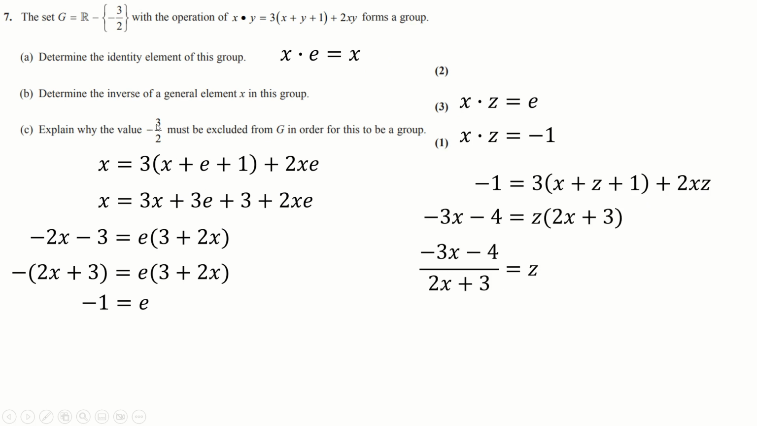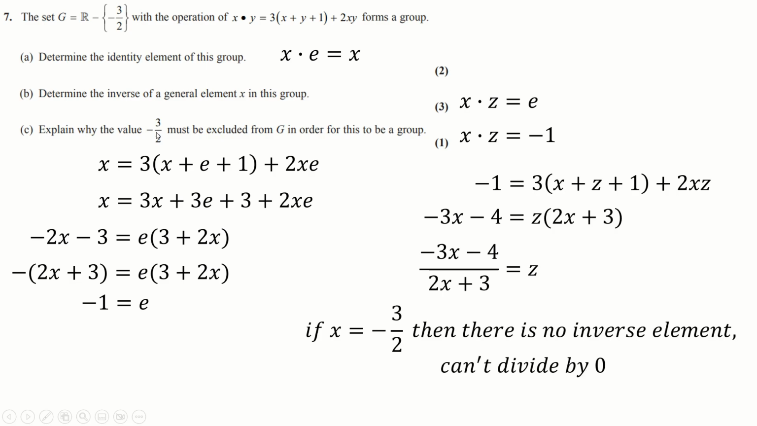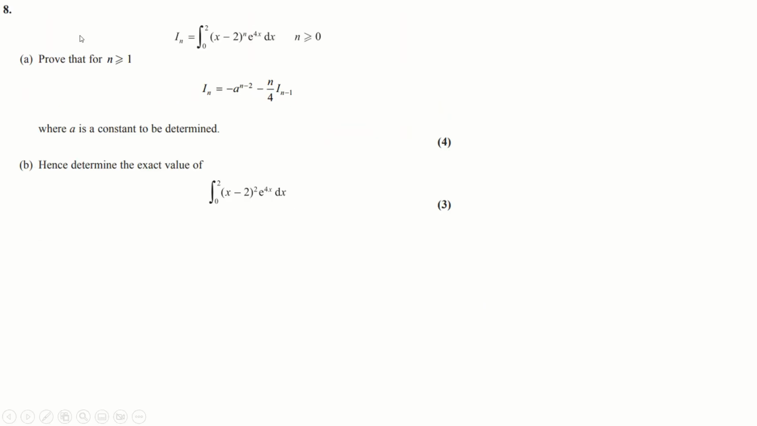And explain why -3/2 must be excluded. Well, if you put x as -3/2 in here, you'll end up with something being divided by 0, and you won't have an inverse element for that element there. So because -3/2 doesn't have an inverse, it must be excluded from the group, because in a group, every element must have an inverse. Question number 8 then is the reduction formula question.